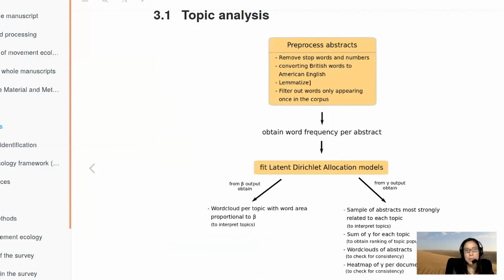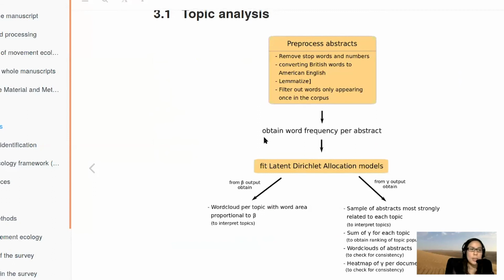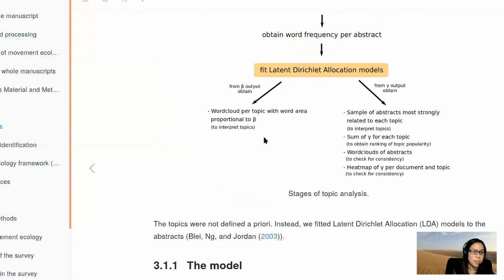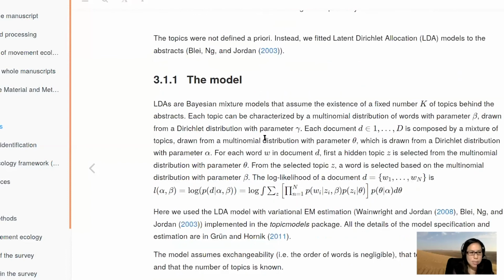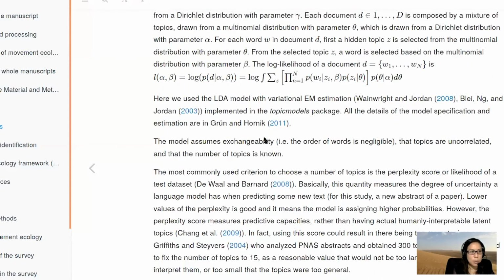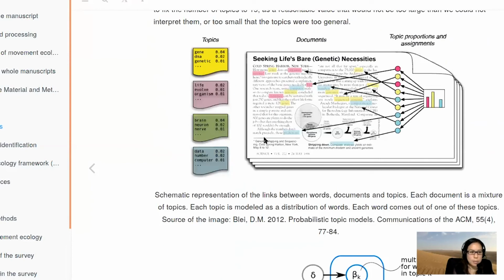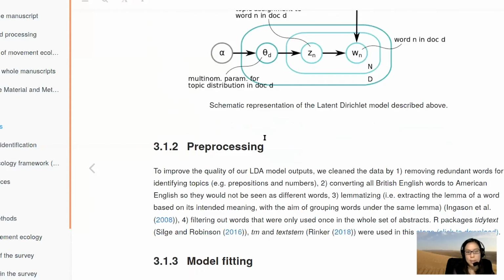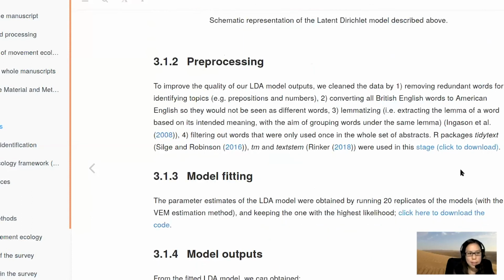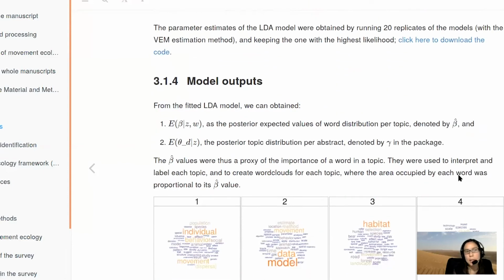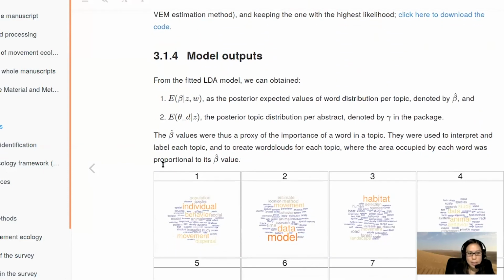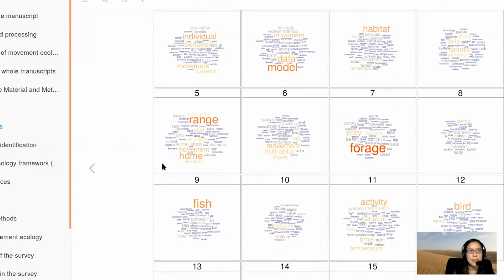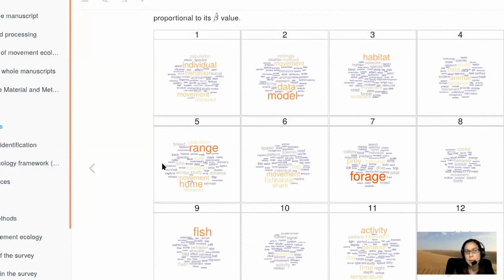And then there was the topic analysis. So here I present a bit more detail on the models. I also do a schematic representation of the pre-processing part that I already explained, the model outputs with a bit more detail, and these are the word clouds. In this case, I used 15 topics.